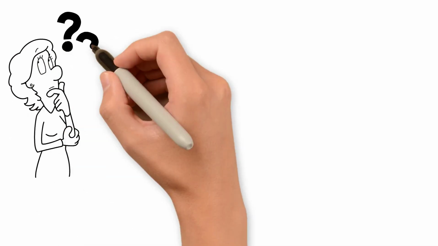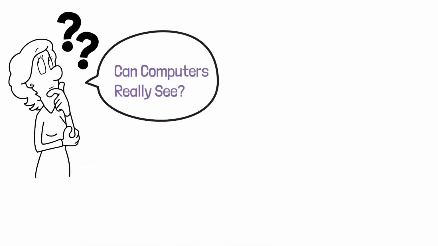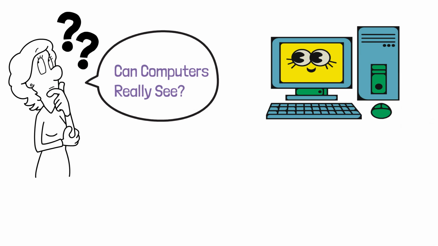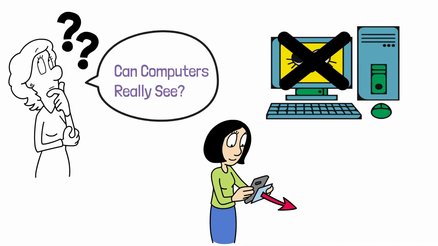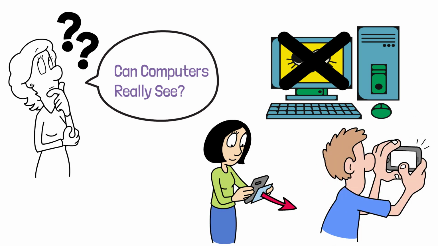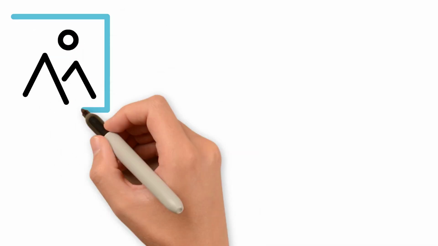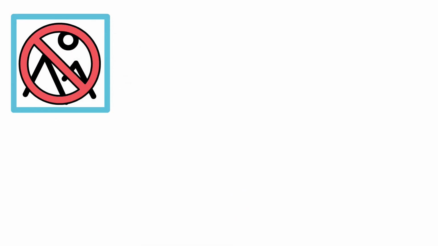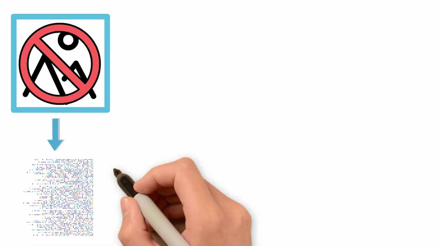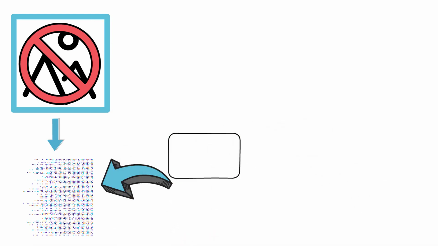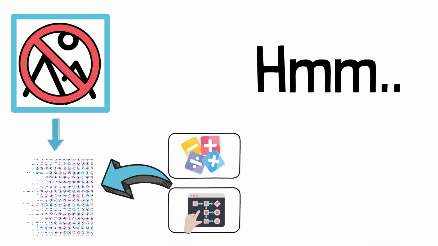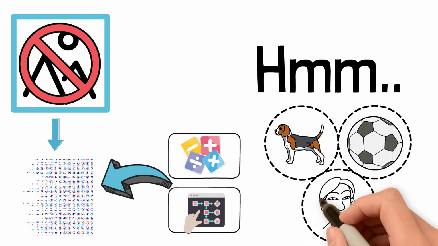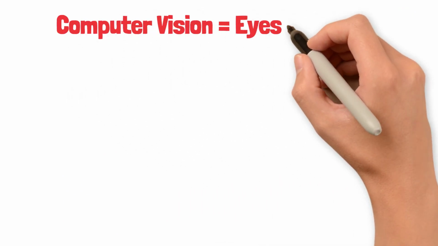But can computers really see? Good question. Computers don't have eyes like we do, but they can look at images and videos through cameras, just like your phone camera. However, when they look at a picture, they don't see a cute puppy or a smiling person. They just see numbers, thousands or millions of tiny dots called pixels. Each pixel has a color and a brightness level. The computer uses math and algorithms to study all these pixels and figure out, is this a dog, a ball, or a face?